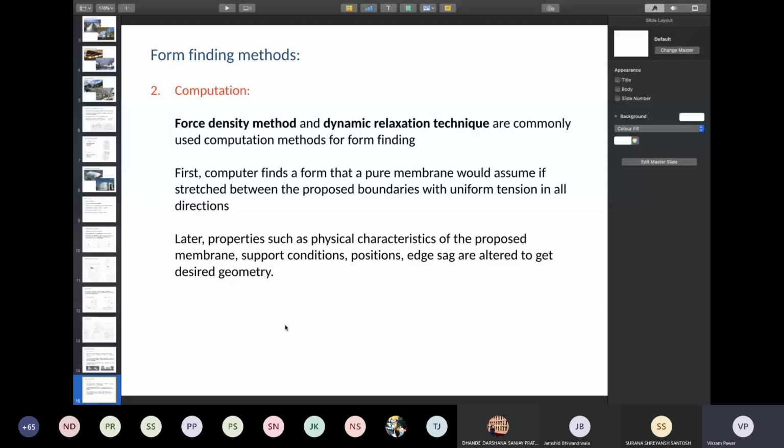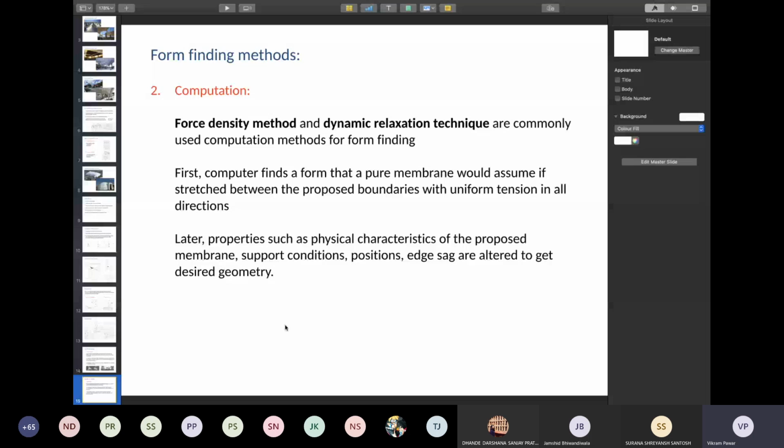Form finding methods can also be computational. Nowadays, we use a lot of computational tools. We'll come to which are the websites which give you simple forms, but there are advanced modeling tools also in structural engineering which allow you to do that. Yeah, but in fact, this particular topic is a full-fledged one-year master's program in tensile structures. Okay, so the topic is very vast, so we are just covering the introduction to the topic. Yeah. In computational methods, you have force density methods and dynamic relaxation techniques, which are most commonly used.